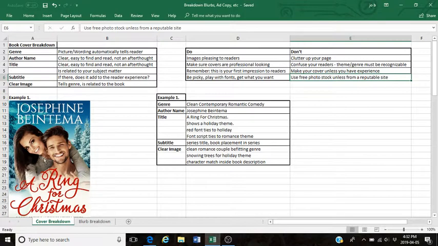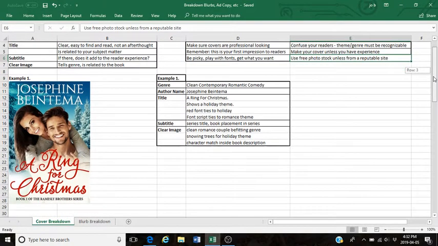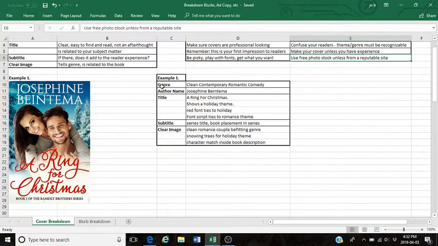So example 1 is my first book in the Ramsley Brothers series. And my genre, which should be fairly clear, is contemporary romance. It's also a clean romantic comedy, but we'll get more into that in the blurb. They're both smiling, they seem happy. All their clothes are on. Yay, it's clean. My author name is right up top, easy to find. My title, again, right here, big letters, easy to find.